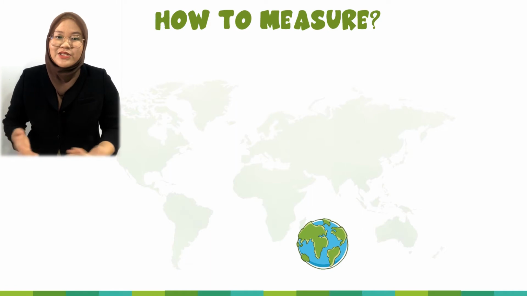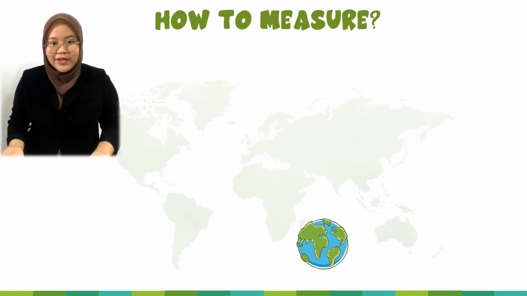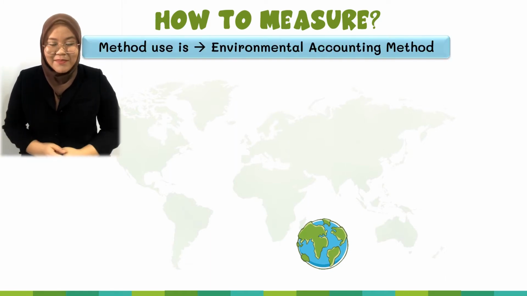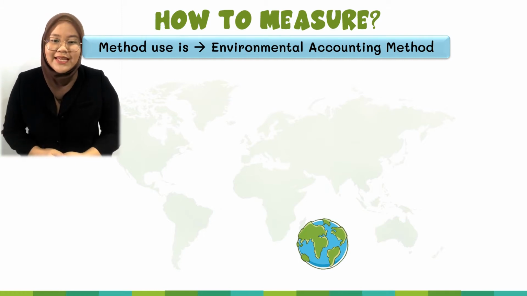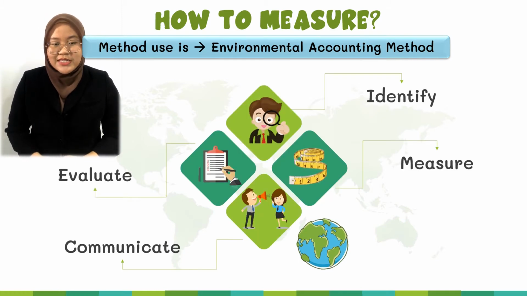The method used to measure the economic impact of environmental costs is the environmental accounting method. Environmental accounting method is a field that identifies resource use, measures, as well as communicates costs of a company's or national economic impact on the environment.